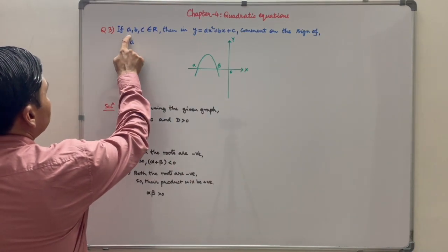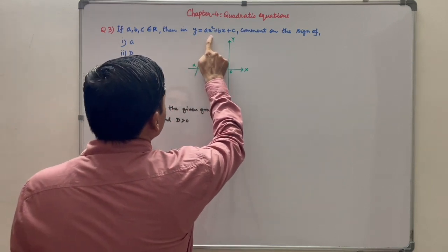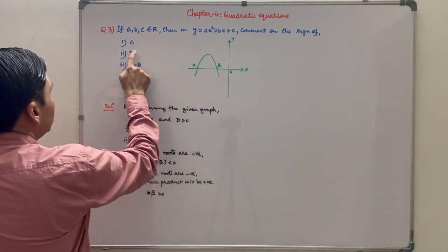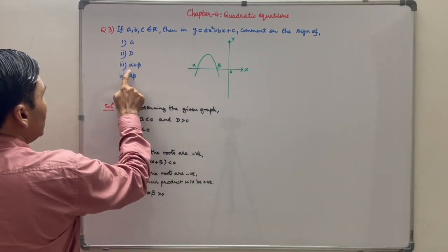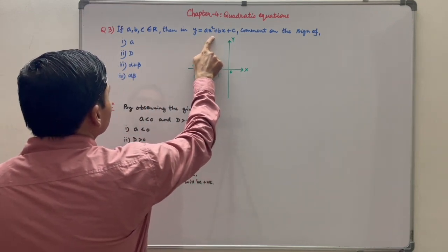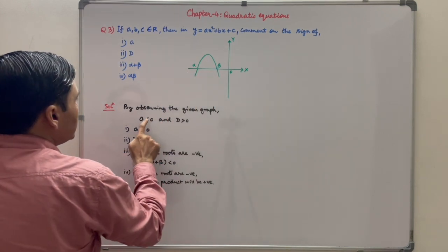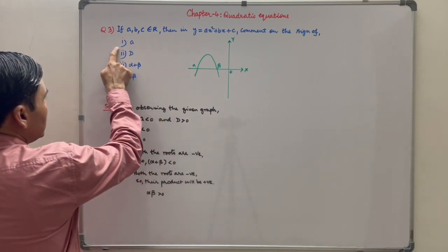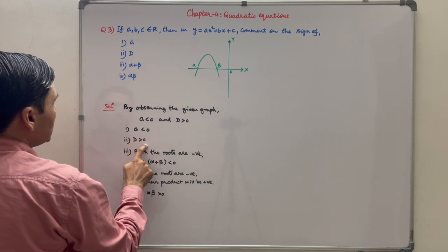Third question, if a, b, c are real, then in y is equal to ax square plus bx plus c, comment on the sign of a, d, alpha plus beta and alpha beta. Here alpha and beta are roots of the given quadratic equation. By just observing the given graph, we can say that a is less than 0 and d is greater than 0. So part 1 is a is less than 0 and part 2 is d is greater than 0.